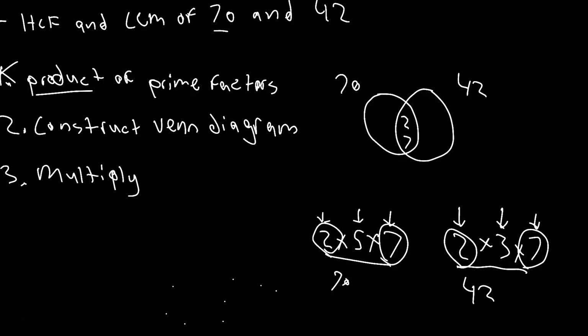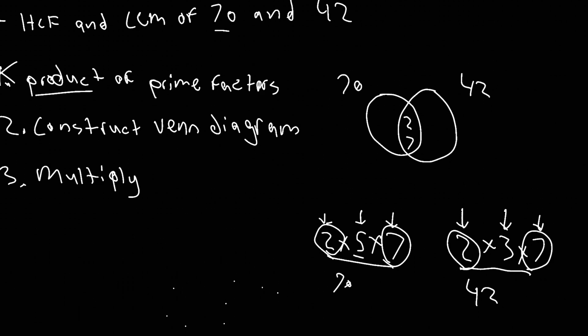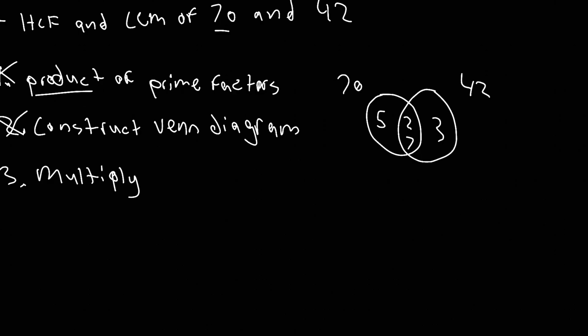As for the numbers left out, I would just put them in their own circle. So this 5 would go in the circle for 70, and this 3 would go in the circle for 42. And now I have my Venn diagram. So that is step 2 done. Step 3, multiply. Now step 3 is relatively easy. So this is where we can find the highest common factor and lowest common multiple of these numbers.